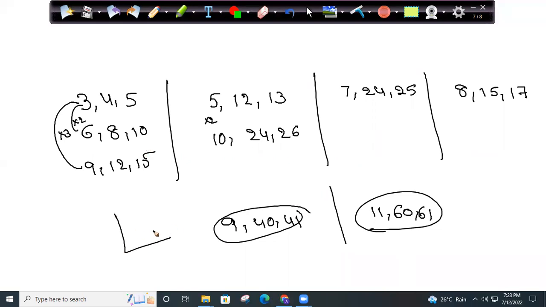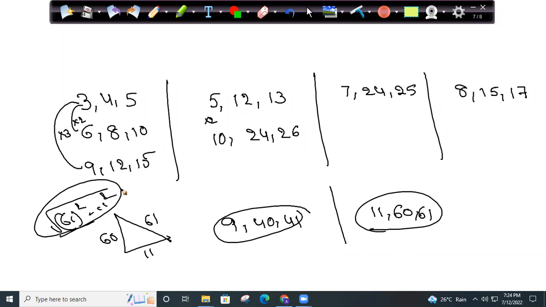If you know in a right angle triangle, if one side is 61 and other is 11, you should not waste your time to find the square root of 61 square minus 11 square. You'll waste a lot of time. So 11, 60, 61, these are some of the Pythagorean triplets.